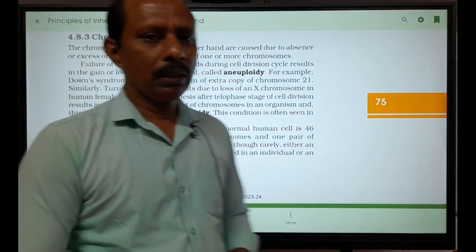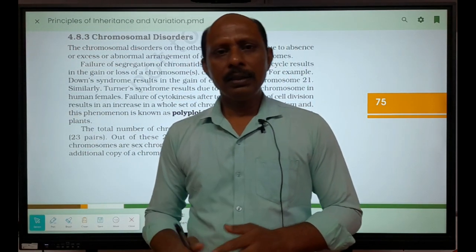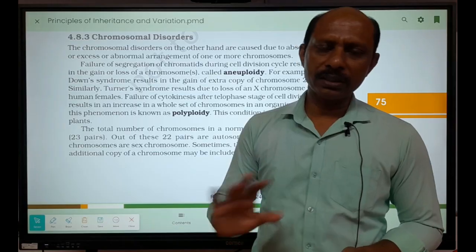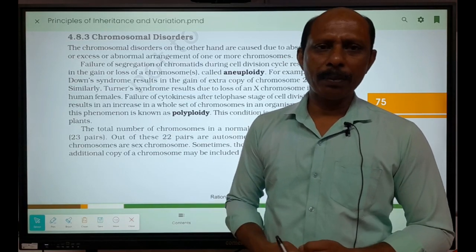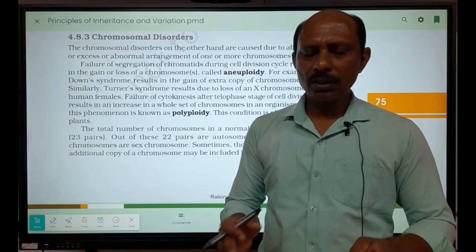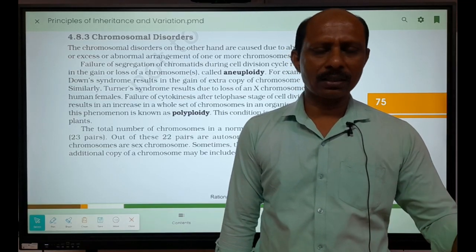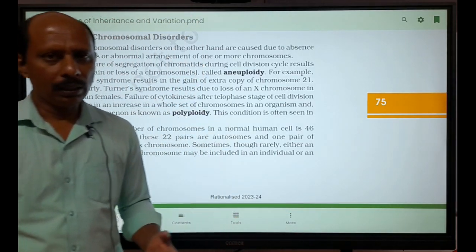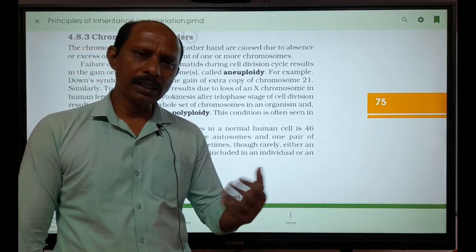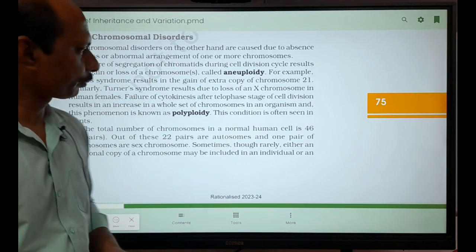Thalassemia means reduced genes are there. Sickle cell anemia means the number of amino acids is the same, but one amino acid is replaced. Which is replaced? Glutamic acid is replaced by valine. But in case of thalassemia, the number of amino acids is reduced. That's why it is called quantitative abnormality. And sickle cell anemia means qualitative.